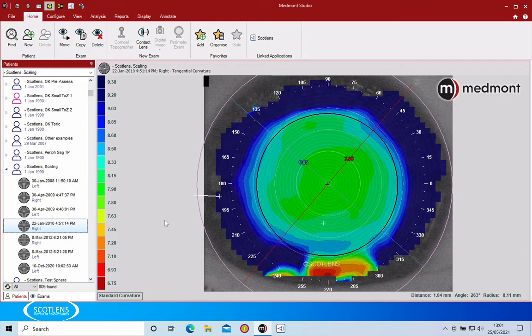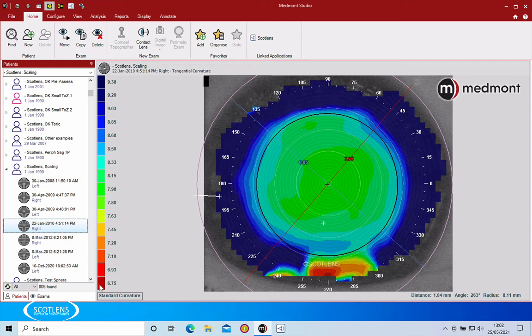So let's have a look at scaling when we're talking about topography. So we're looking at this cornea. We can see that we've got green colours in the centre going out towards blue at the outside, and there is some red down at the bottom here. And these colours are represented by the scale at the left-hand side.